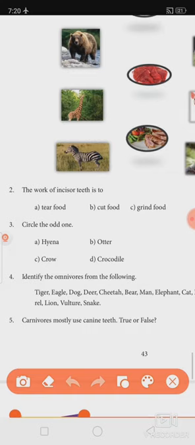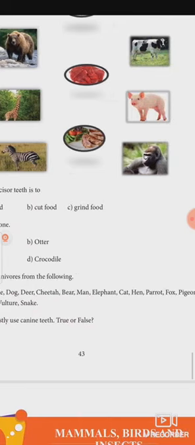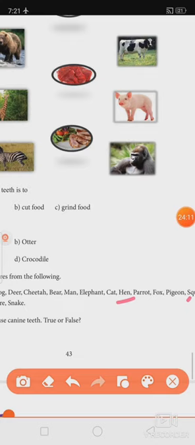The work of incisor teeth is to cut food. Circle the odd one: crow, it is omnivorous. Identify the omnivorous from the following: dog, bear, man, hen, squirrel. These are all the omnivorous. Carnivorous mostly use canine teeth. True or false? It is a true statement.